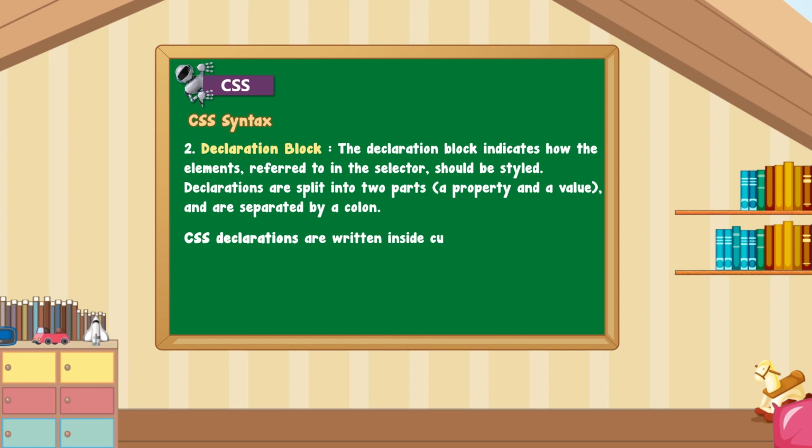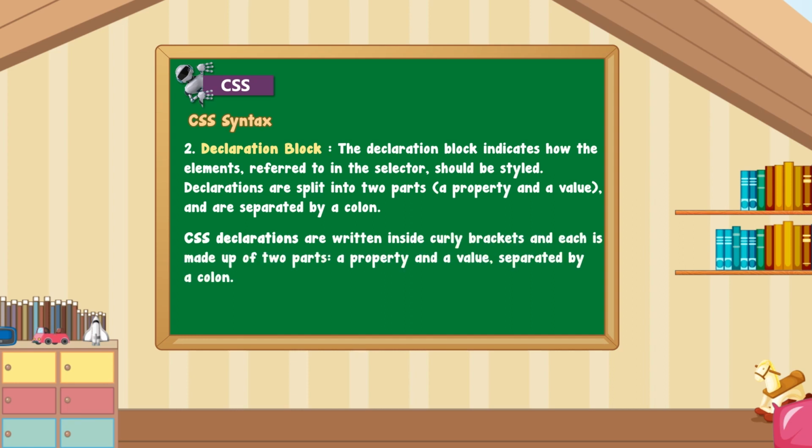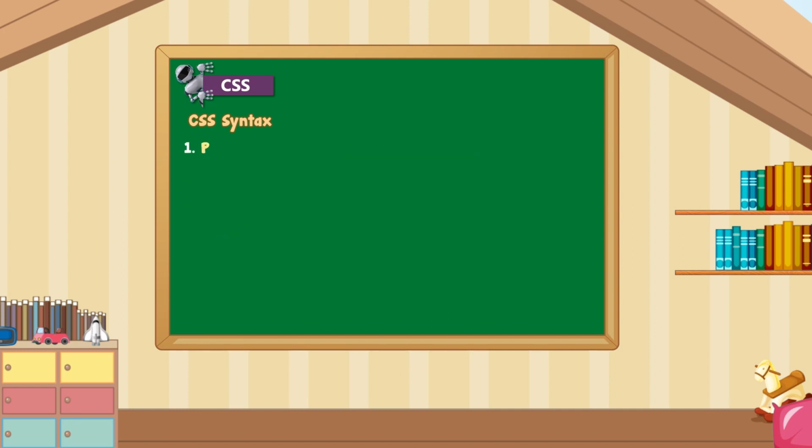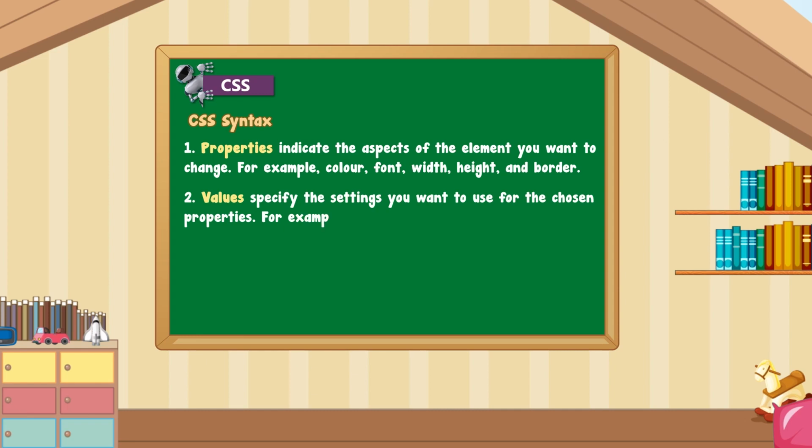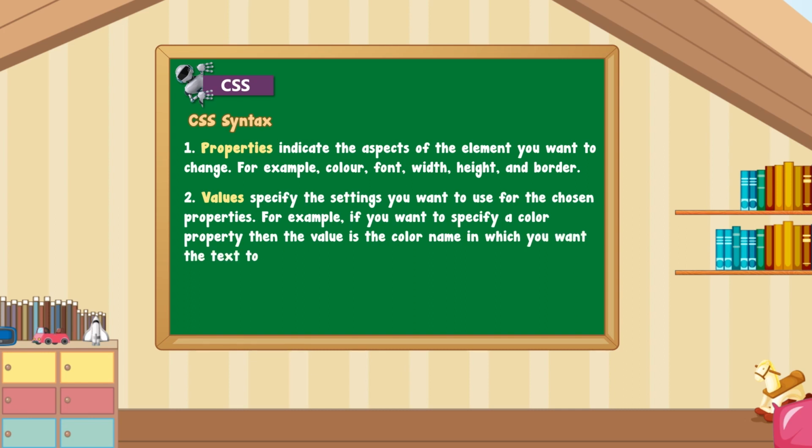CSS declarations are written inside curly brackets. Remember that, okay? Properties indicate the aspect of the element you want to change. For example, color, font, width, height, and border. And values specify the settings you want to use for the chosen properties. For example, if you want to specify a color property, then the value is the color name in which you want the text to be displayed.